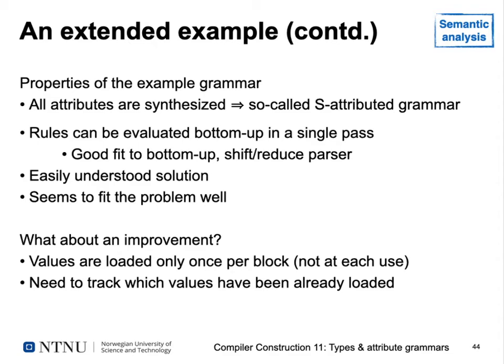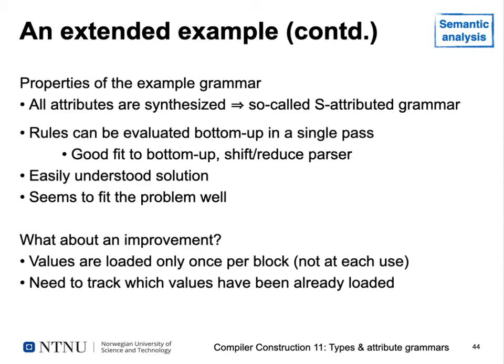So what are the properties of our example grammar? Now in this example grammar, all attributes are synthesized, so this is a so-called S-attributed grammar, so S for synthesized. So all the rules can be evaluated bottom-up in a single pass, and this is obviously a very good fit for a bottom-up, so a shift-reduce parser.